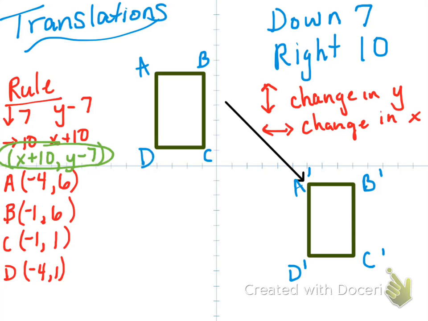So we can take each of those points, A, B, C, and D, and plug in the X and the Y values and end up with our new points. So for example, here's A prime. We plug in -4 into the X and 6 into the Y. We get -4 plus 10 and 6 minus 7, which is going to be 6, -1. And if you look over at A prime, you notice that that is what A prime is: 6, -1.